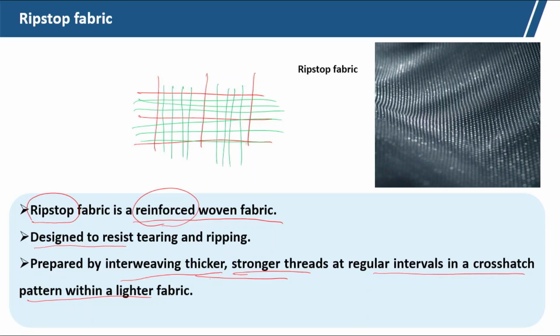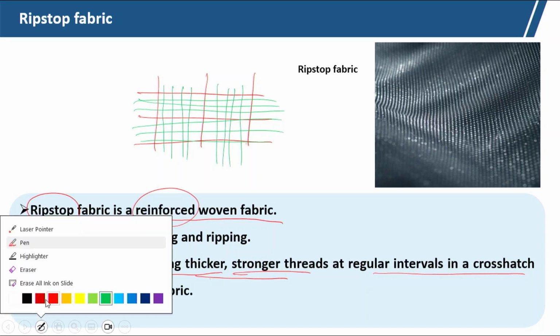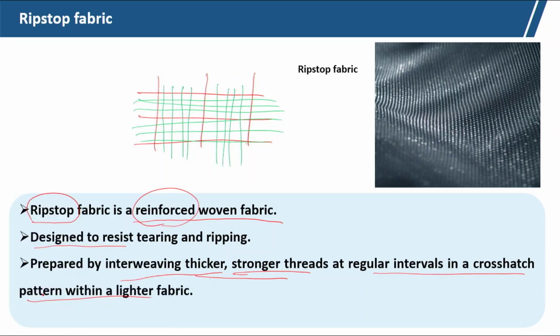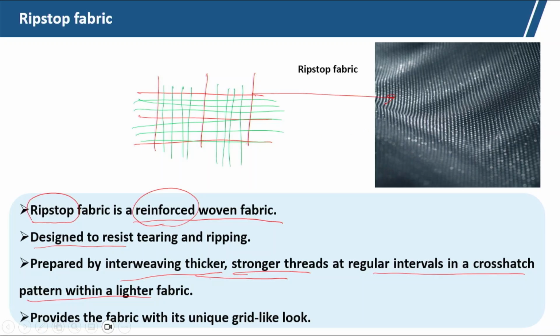These stronger yarns will prevent the tear from occurring. So, it will stop the tearing or ripping. For high tear strength we use this type of structure. This provides fabrics with a unique grid-like structure. So, this will form a grid. You can see here there will be thicker yarn which will form a grid type of pattern.